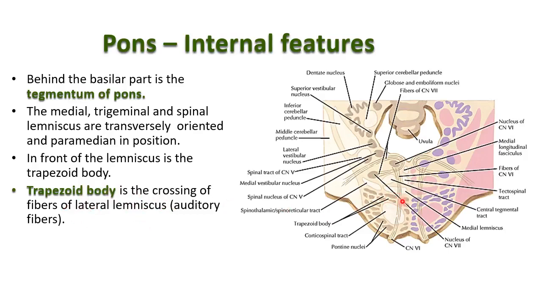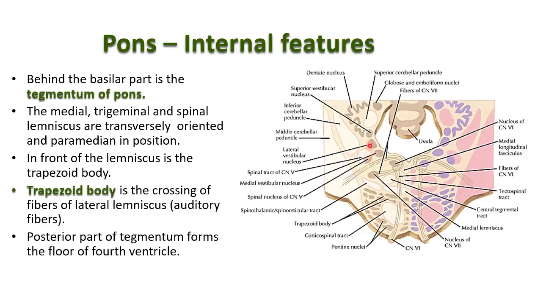These fibers of the cochlear nuclei are situated intimately related to the inferior cerebellar peduncles. The anterior and posterior cochlear nuclei are seen anterior and posterior to the inferior cerebellar peduncles. Then the posterior part of the tegmentum forms the floor of the fourth ventricle.